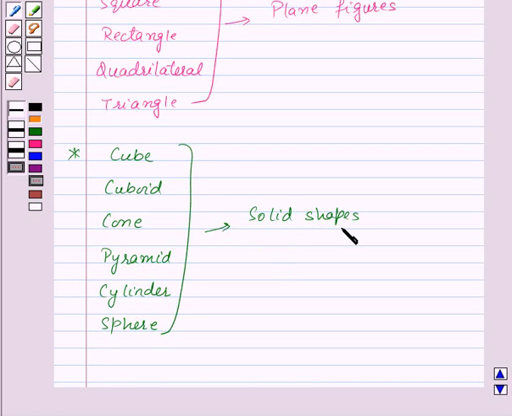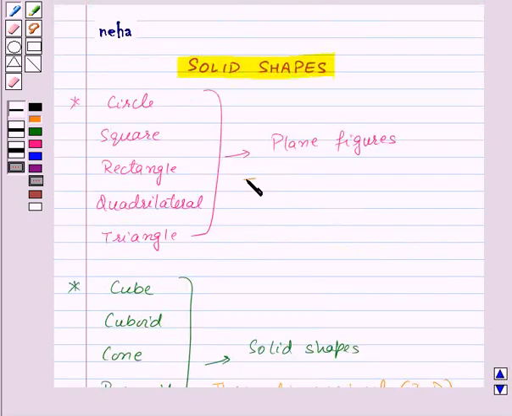These solid shapes occupy some space and have three dimensions, that is length, breadth and height or depth. So these are also known as three-dimensional shapes or 3D shapes. And these plane figures are also known as two-dimensional shapes or 2D shapes because they have two dimensions.